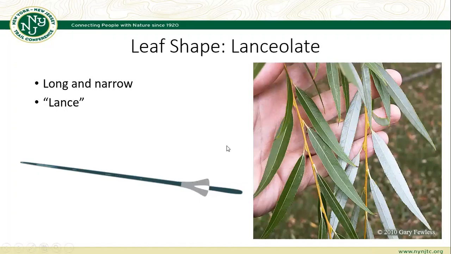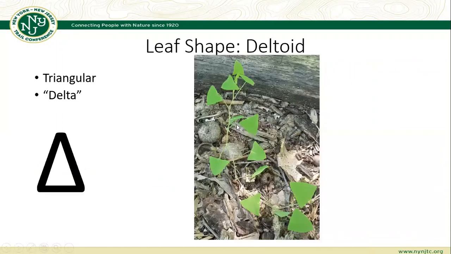The next one is lanceolate. These are long and narrow, typical of a willow tree. It helps me to remember of lances, you know, jousting in medieval times. That helps me remember the leaf shape of lanceolate. Next we have deltoid. And these are triangular in shape. So if anybody's familiar with the symbol delta, delta is a triangle. Deltoid leaf shape has triangle shaped leaves. So this is a mile a minute vine here. Again, this has alternate branching pattern and simple leaves that are deltoid in shape.